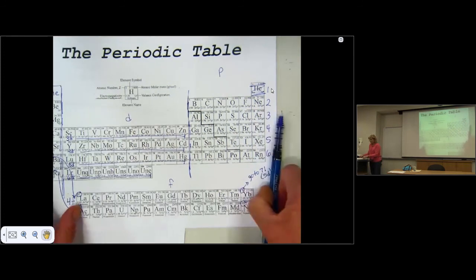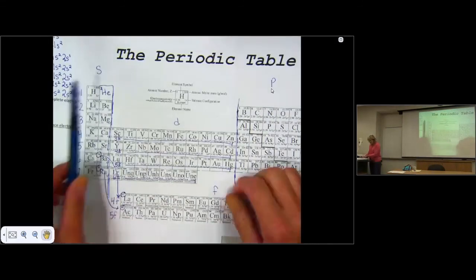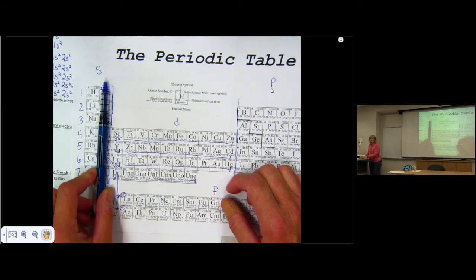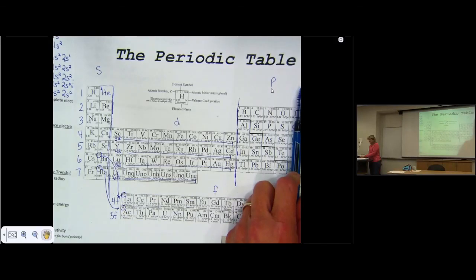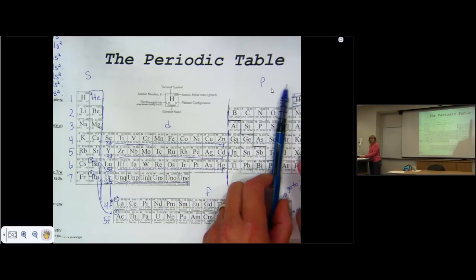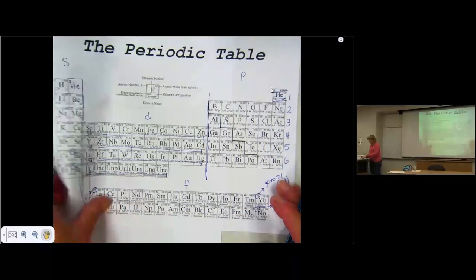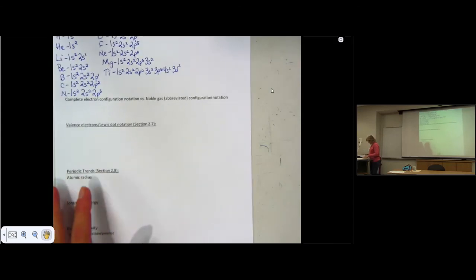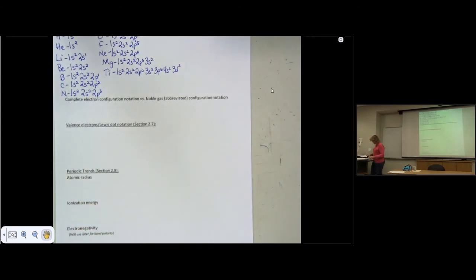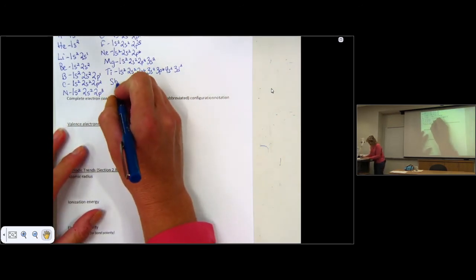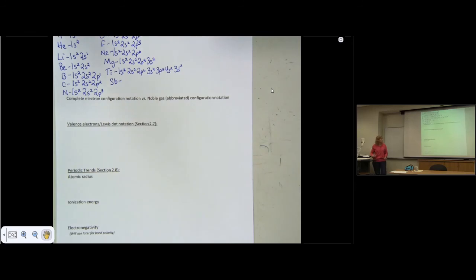Okay? You also know this entire family has a charge when it becomes an ion of what? +1. This entire column has a charge of? Okay. Over here, what is this column? -1. -2, -3. That'll come into play in just a minute. Let's do some more. Let's do antimony, Sb. Do antimony, Sb.